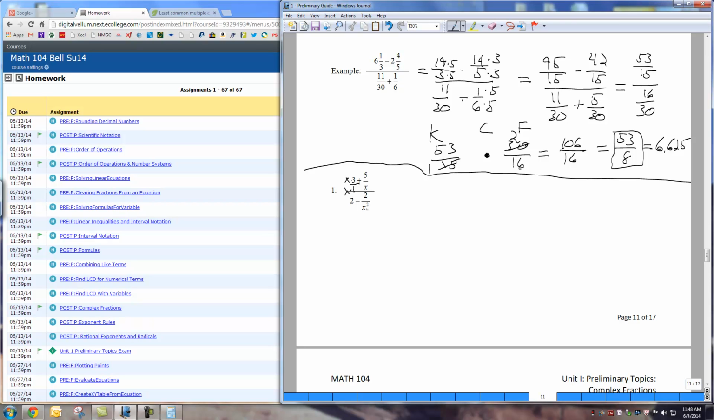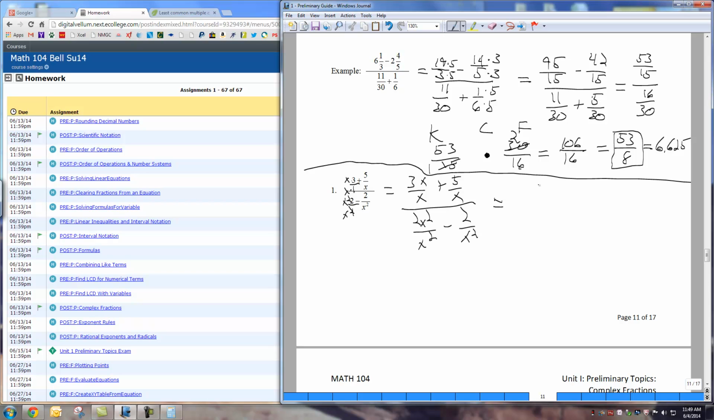Okay. Same thing with this. This is 2 over 1. The least common multiple of 1 and x squared is x squared. So I'm going to multiply the top and the bottom by x squared. So 3x over x plus 5 over x divided by 2x squared over x squared minus 2 over x squared. Now I have common denominators and I can combine.